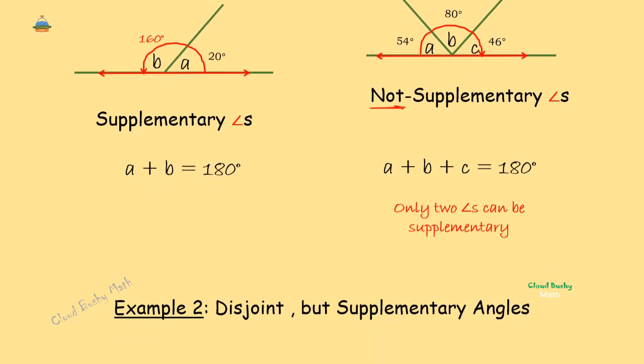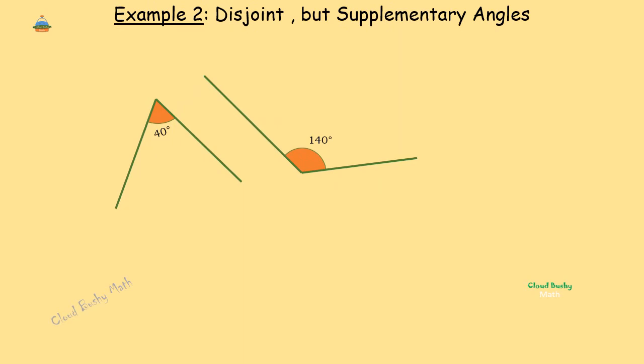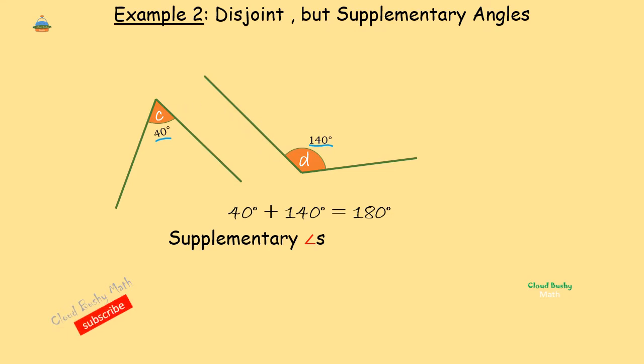Now, supplementary angles don't need to be necessarily attached. C and D are supplementary angles, since 40 plus 140 degrees is 180 degrees. These two are disjoint but supplementary.